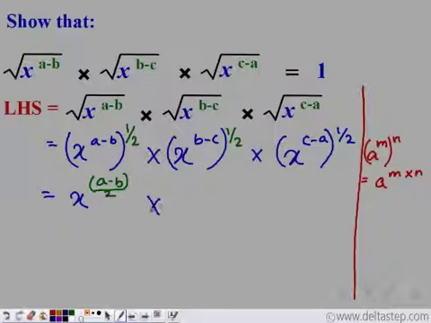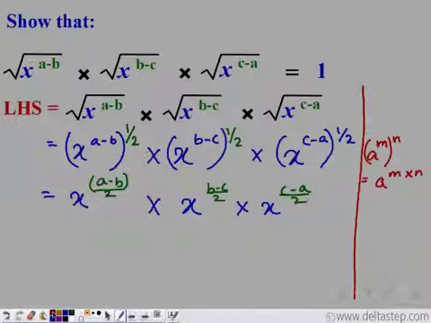into x to the power (b minus c) into half. Now (b minus c) into half gives us (b minus c) divided by 2. And this is x to the power (c minus a) into half. So (c minus a) into half is (c minus a) divided by 2. So we have these three exponential numbers which are being multiplied. The base of these three numbers is the same, that is x.